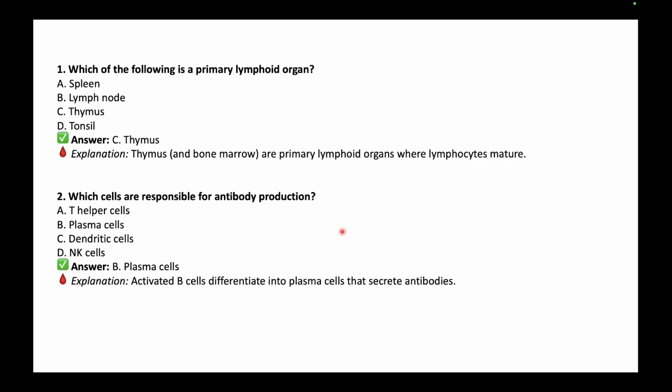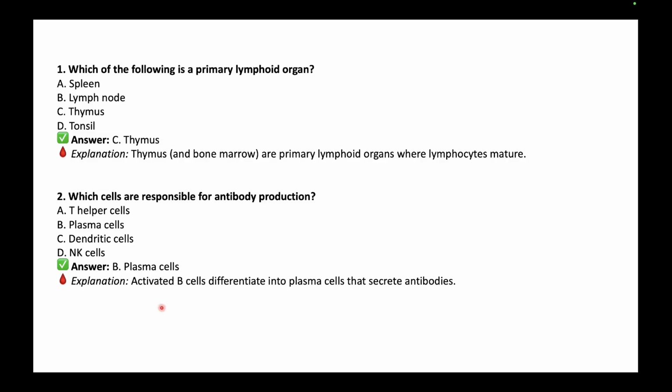So I will just quickly go through the questions. I have also put the correct answers here. Which of the following is the primary lymphoid organ? As primary lymphoid organs, there are two, bone marrow and thymus. Thymus is listed here, so the correct answer will be thymus.